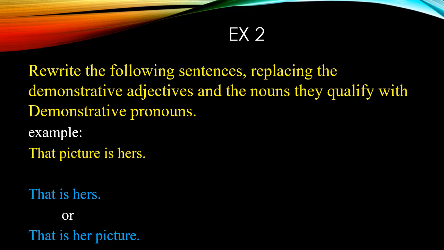In exercise 2, the question is, rewrite the following sentences, replacing the demonstrative adjectives and the nouns they qualify with demonstrative pronouns. So the example is, that picture is hers. Now that picture shows that here it is being used as a demonstrative adjective and we are going to change it. You can change it in 2 ways: that is hers, or that is her picture. In the same way, you are going to change all the sentences which they have given. Try them independently and then you can recheck your answers on the next slide.